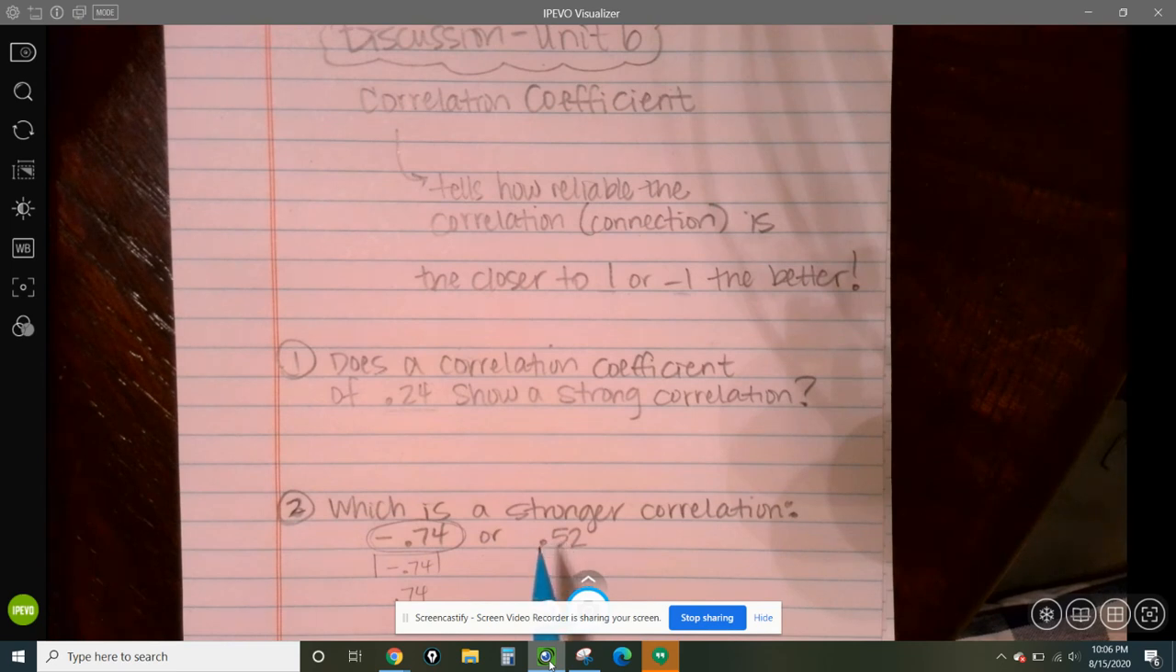So those are the questions that they're going to ask you on the discussion for Unit 6. So make sure you add as many details as you can to get the best score.